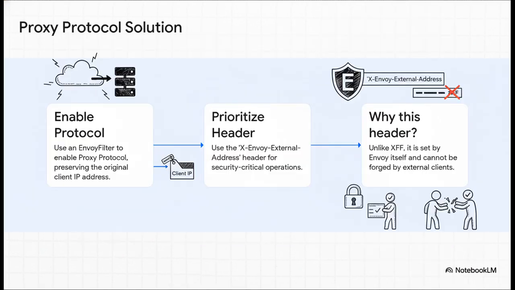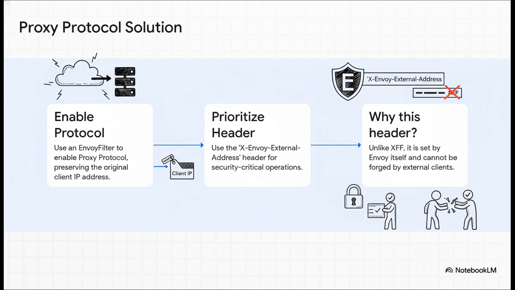So how did they fix it? This is where that powerful Envoy filter comes in. They used it to turn on something called the proxy protocol, which basically lets the load balancer pass along the original IP. But here is the really smart part, the security move.